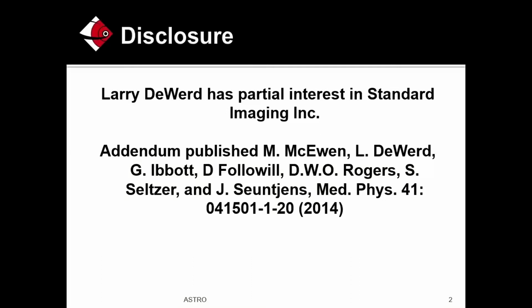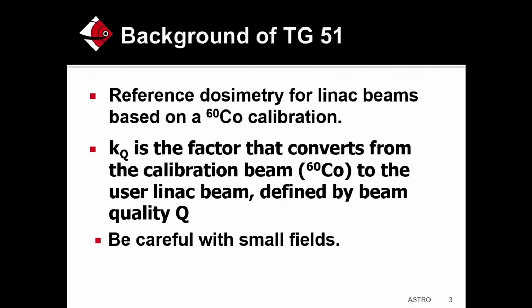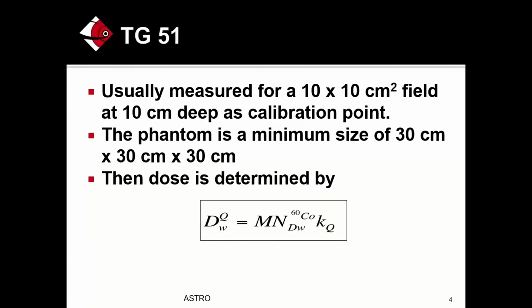Also listed the paper from the addendum, all the authors, and where you could find the paper. So if you want to go further into it, certainly encourage you to look that up. So the background of TG-51 alone is obviously they talked about reference chambers and KQ values, and you have to be very careful when you're doing this kind of thing, when you're doing small fields especially. TG-51, usually you know this, and I'm just kind of reviewing.